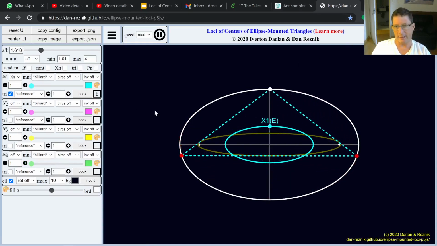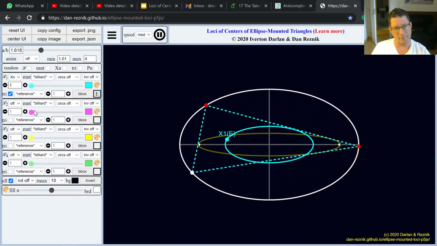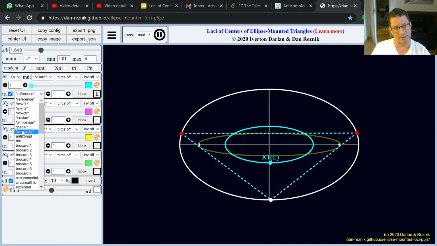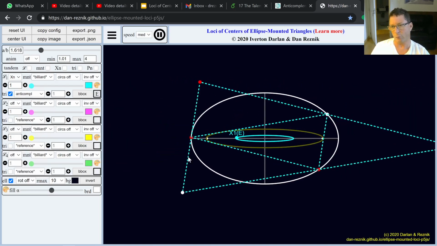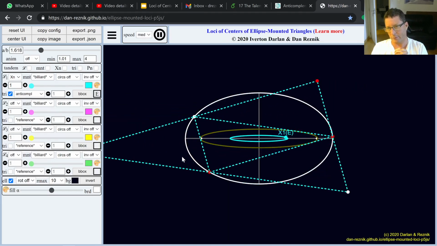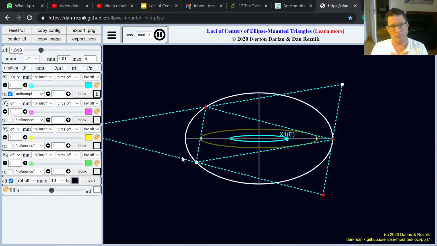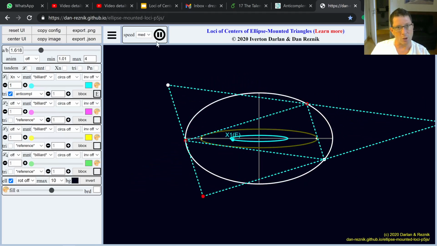So I can go ahead and, instead of focusing on the original reference family, I can say I want to observe what's happening with the anti-complementary triangle of this family. So there it is. I'm drawing the anti-complementary triangle. It's this 4 times the area triangle of the original ones.